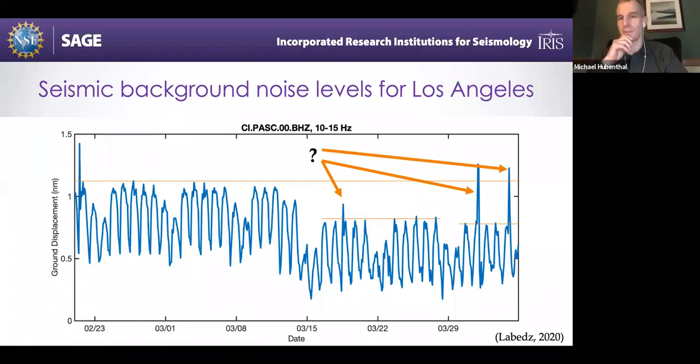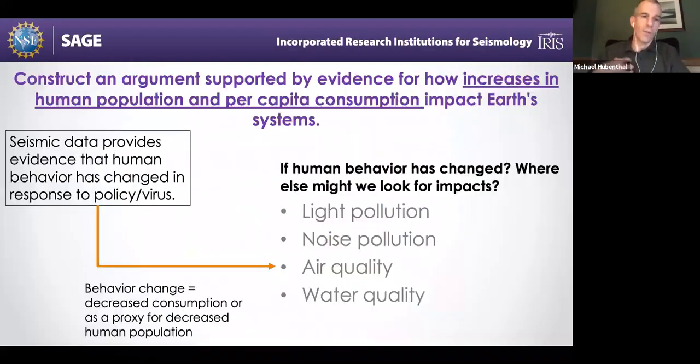Okay, I'm seeing some interesting ideas coming into the chat. I see a suggestion of air quality showing up, right? And so when I think about this, I would use this as an engage activity. I would think about this as a way to say seismic data is really providing evidence that human behavior has changed in response to this policy and to the virus itself. So we have responded, and then we can use this change in behavior either as decreased consumption, right? We're buying less stuff, we're using less gas, or we might think of it as a proxy for decreased human population. So if we were living in normal times and we had fewer people, we might also have the environment acting like it does now.